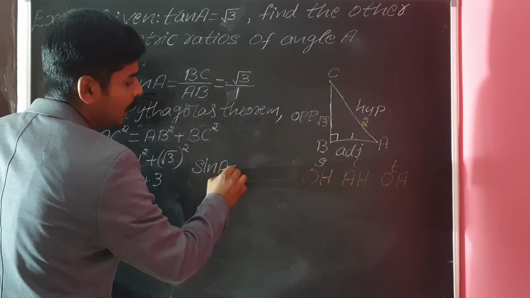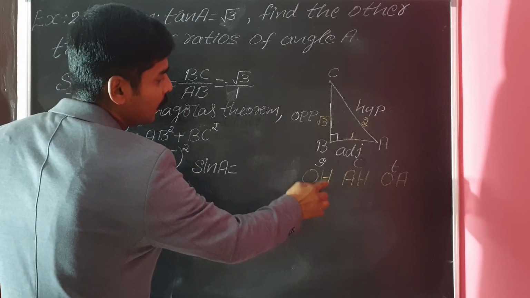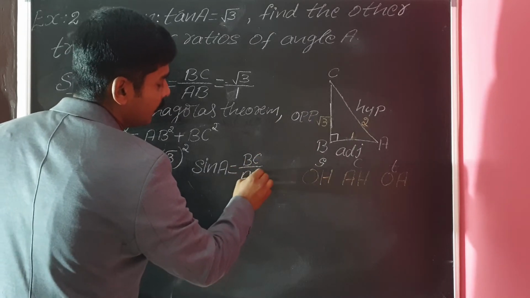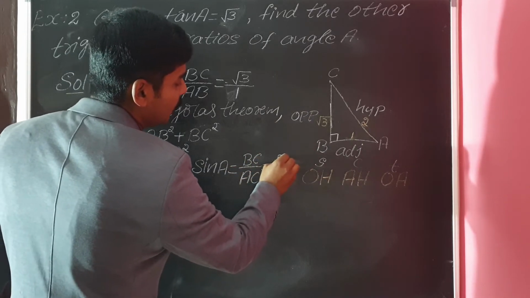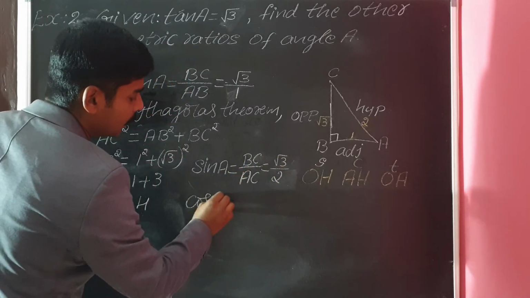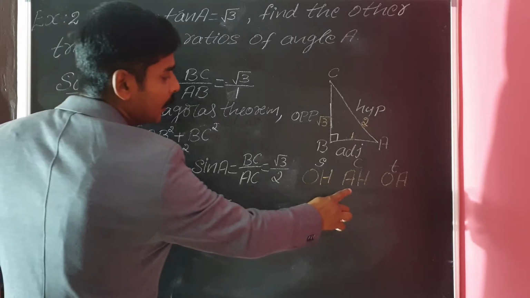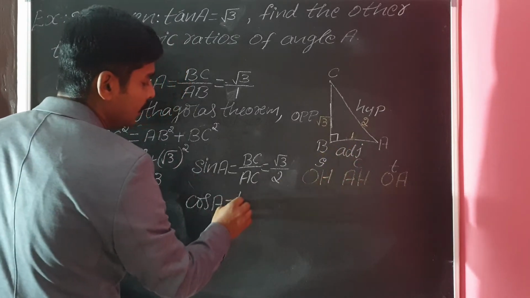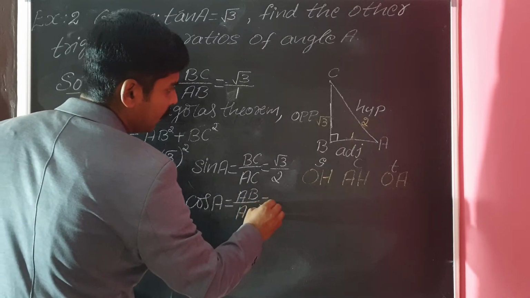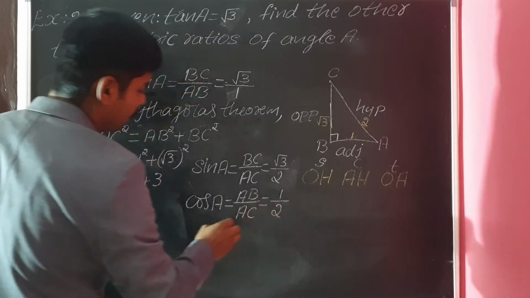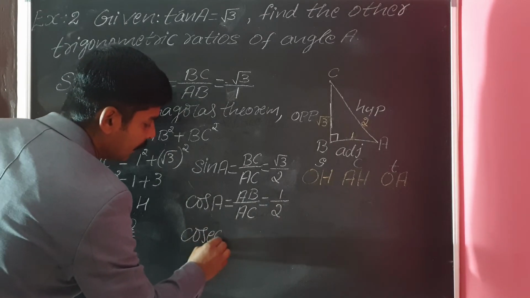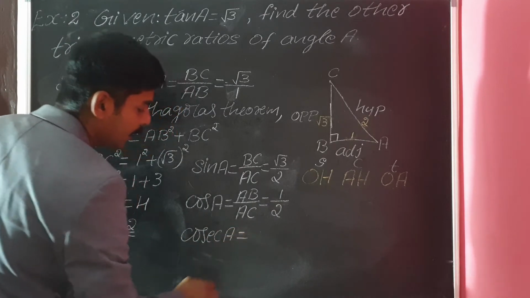Next, sin A. Sin A is what? Opposite by hypotenuse. Opposite is BC, hypotenuse is AC. So root 3 by 2. Cos A. Cos is adjacent side by hypotenuse. Adjacent is AB, hypotenuse is AC. That is 1 by 2. Tan is already given.